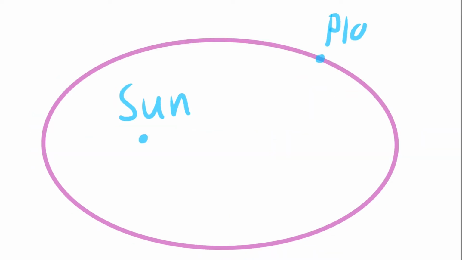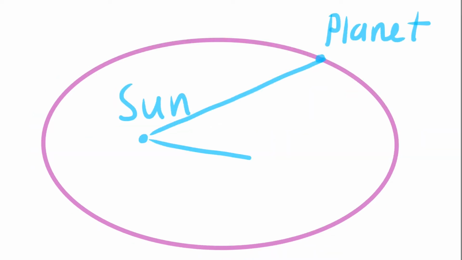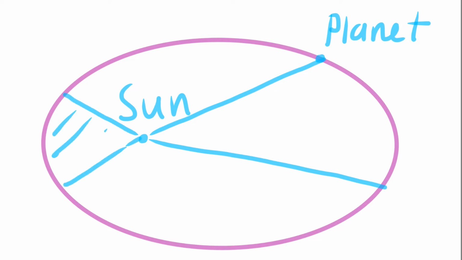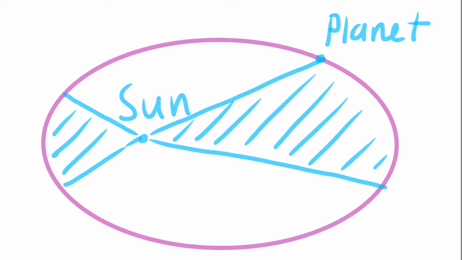While the second law states that a line segment joining a planet and the Sun sweeps out equal areas during equal intervals of time. So how is it possible? The explanation is actually very easy. When the planet is closer to the Sun, it moves faster. However, when it's far away, its velocity decreases.